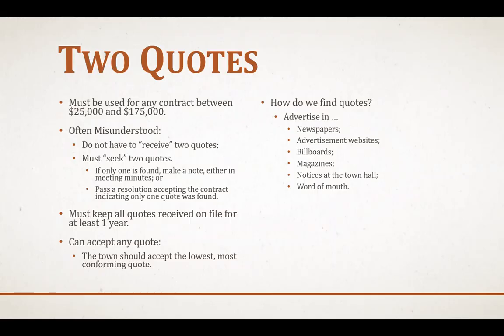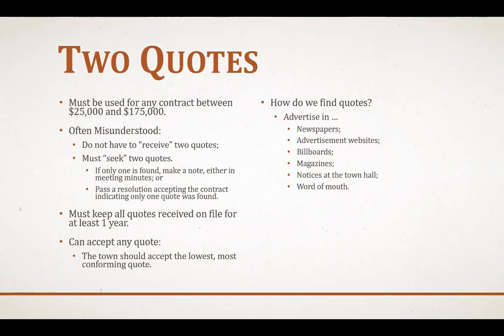So how do we find these quotes? I guess the town board could say at an open meeting that we are looking for quotes to contract to buy a new vehicle that's under $175,000. You can say that, but there's no certainty that you're going to receive any quotes for that, let alone one.